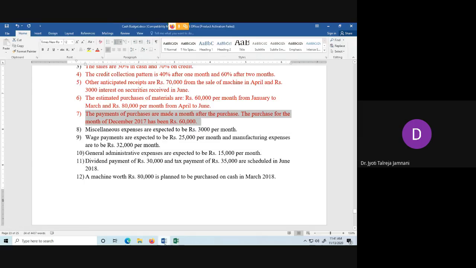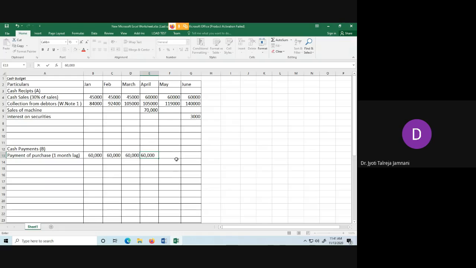Now we'll see what is there from April to June. So they have said rupees 80,000 per month from April to June. So 80,000 of April will be paid in May, 1 month later, and 80,000 of May will be paid in June. 80,000 of June will be paid in July, but we are not preparing it for July, so we will not take it here.